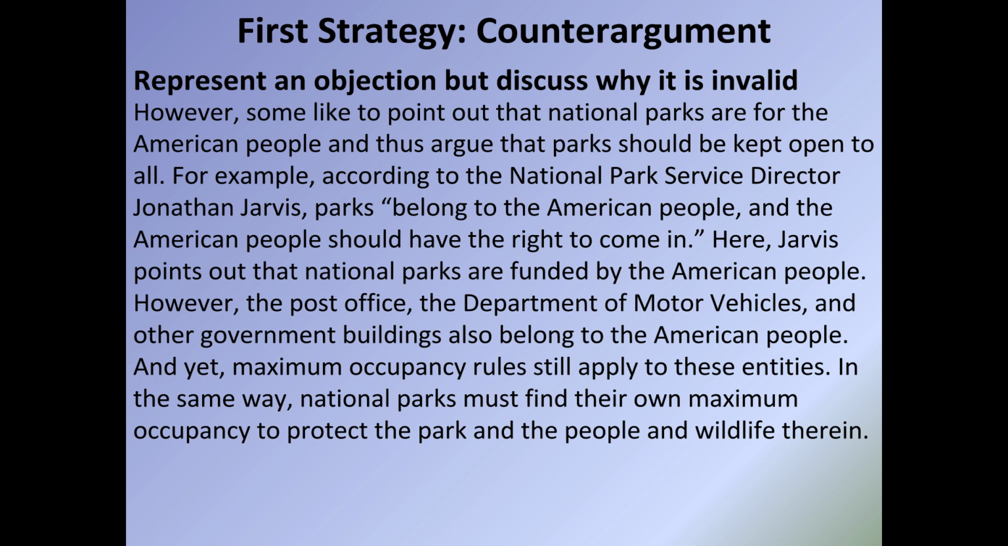Okay, so I want to talk about two strategies or two ways that you can do this in your writing, two types of paragraphs, right? One's called a counter-argument paragraph, and that's the first one we're going to look at. And essentially what you do with a counter-argument paragraph is you acknowledge an objection, you acknowledge an opposing view, but you discuss why it's invalid or problematic. Essentially, you're saying, some people say this, but this is why they're wrong.